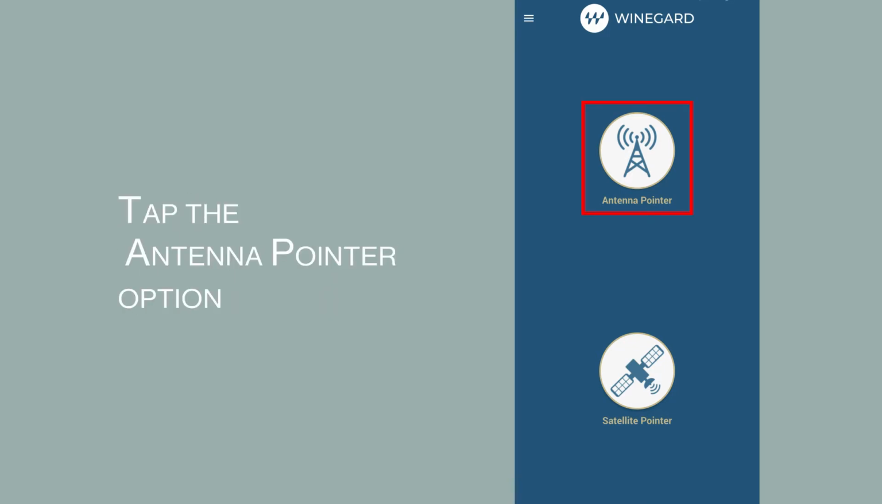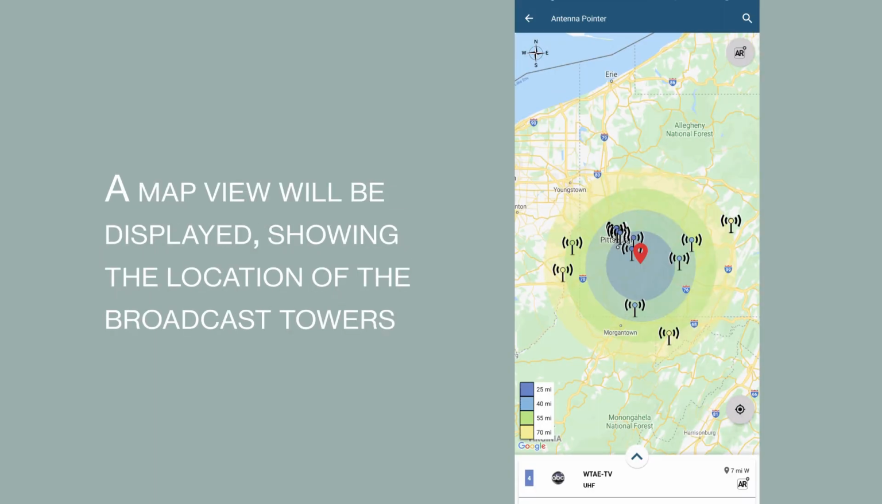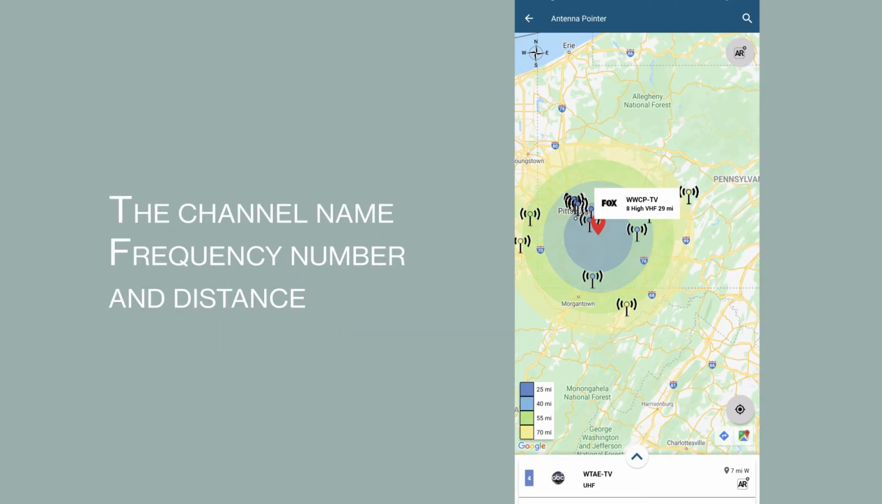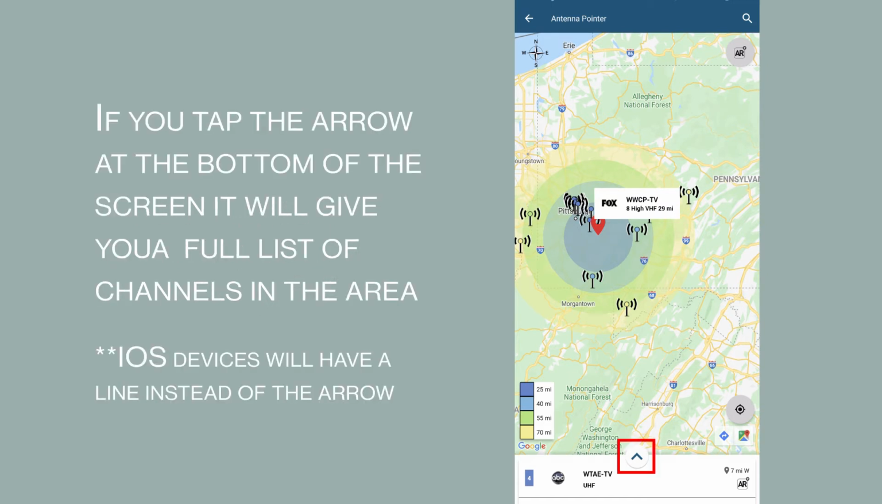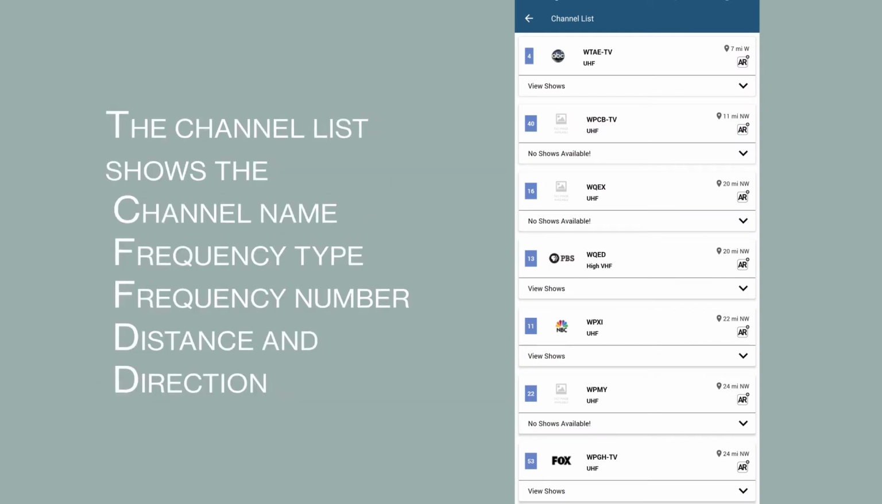Tap the antenna pointer option. Accept the location permissions when prompted. You will be shown a map view with the location of the broadcast towers. If you tap on a signal icon on the screen, it will show you the channel name, frequency number, and distance. If you tap the arrow towards the bottom of the screen, it will give you a full list of channels in the area. The channel list shows the channel name, frequency type, frequency number, distance, and direction.